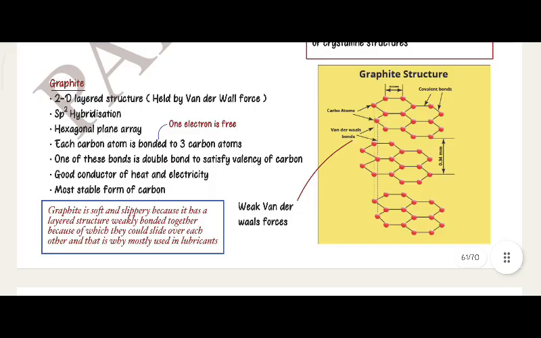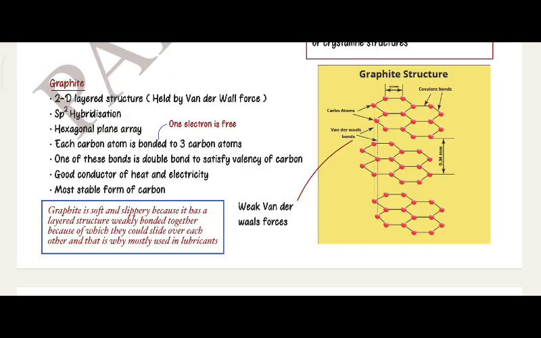Graphite. It has a 2D layer structure held by Van der Waals forces. sp2 hybridization. Hexagonal planar array. Each carbon atom is bonded to three others, and one electron is free. One of these bonds is a double bond to satisfy the valency of carbon. Graphite is a good conductor of heat and electricity. It is the most stable form of carbon.